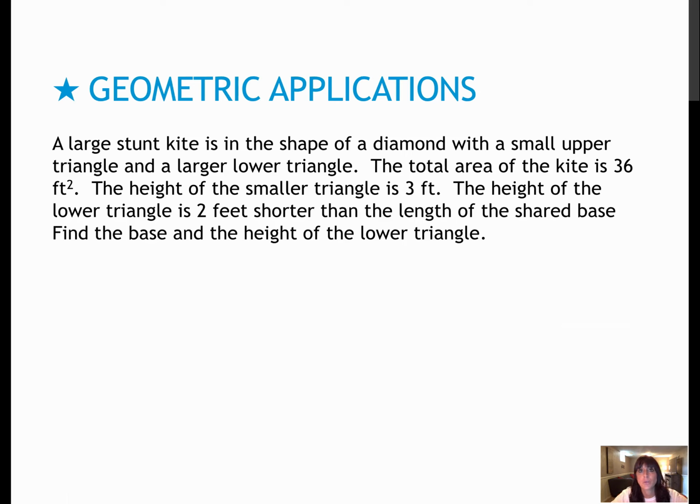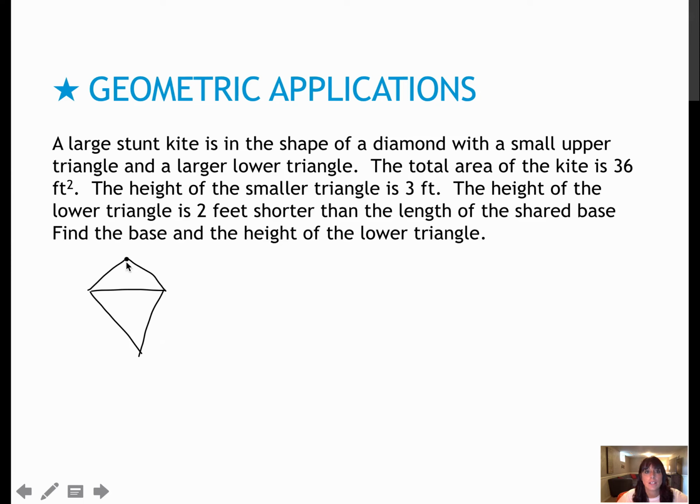This last question is one for you to do on your own. This is one very similar to our last question. So press pause, try this question, and then press play to see how you did. Here we have basically a kite that's in a diamond shape.